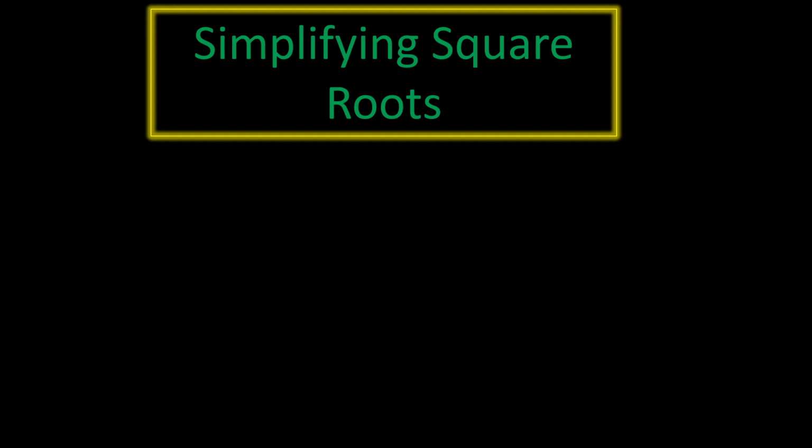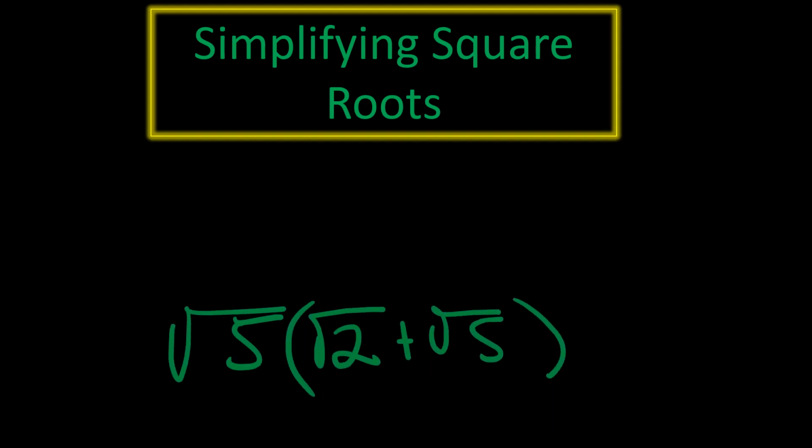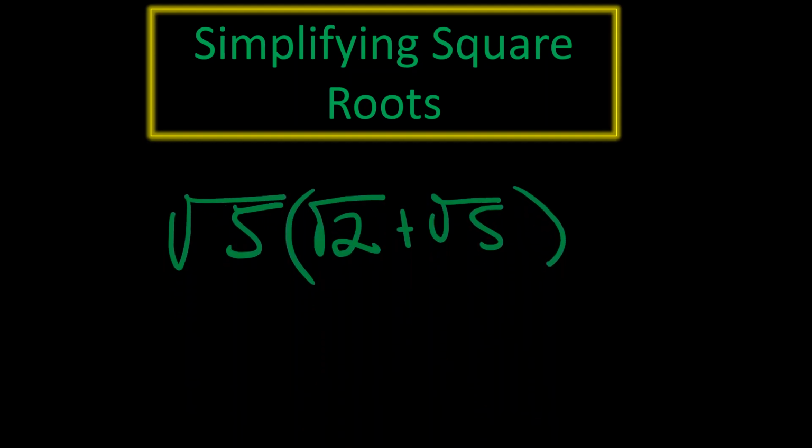Today I want to talk about simplifying square roots. So when I have a problem like the square root of 5 multiplied by the square root of 2 plus the square root of 5, the first thing I have to do is multiply the square root of 5 times the square root of 2. So 5 times 2 is 10, so we end up with the square root of 10.